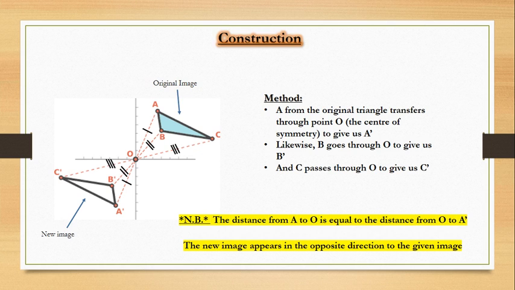We can also see that B to the center of symmetry, O, is the same distance from O to B dash, and likewise C to O is the same distance from O to C dash.